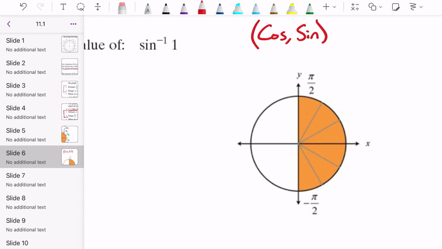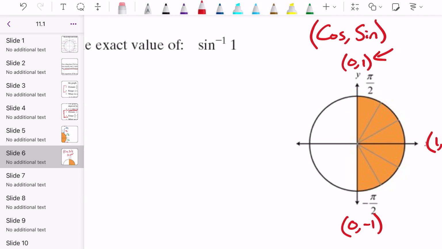So this would be (0, 1), (1, 0), and (0, -1). Considering how we are looking for sine being in the 1 position, that would point us towards our 90 degrees. Now, our answers are always going to be in the form of radians. So in this case, our answer would be pi over 2.